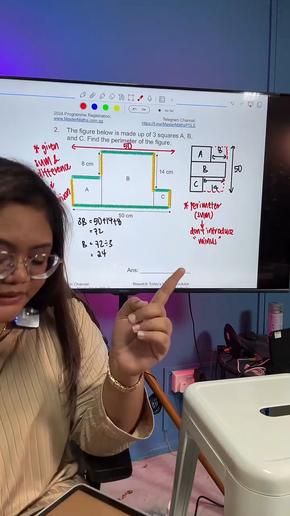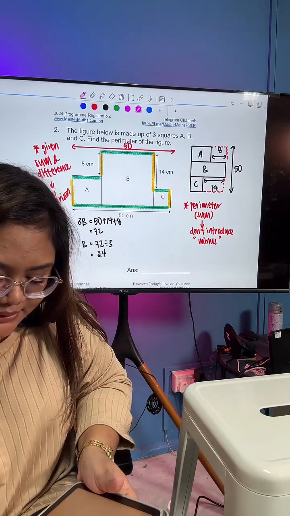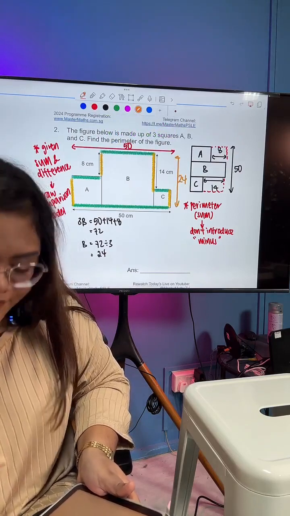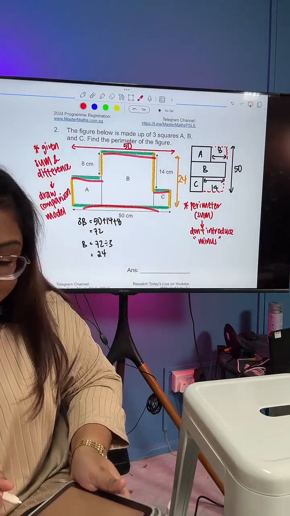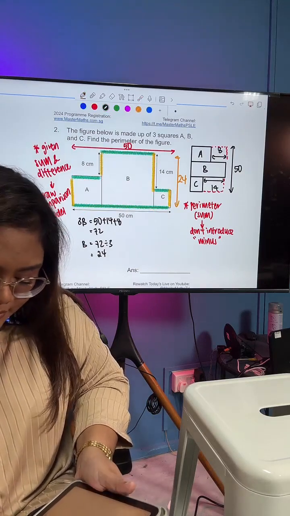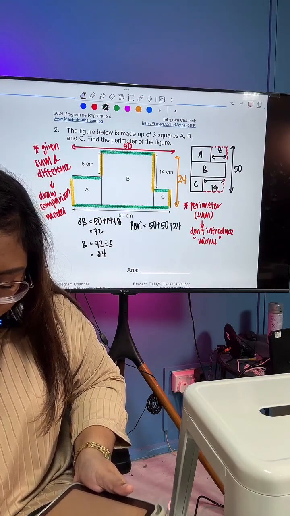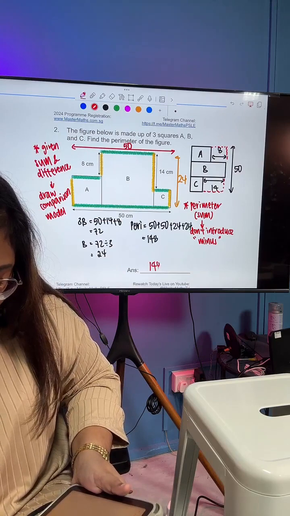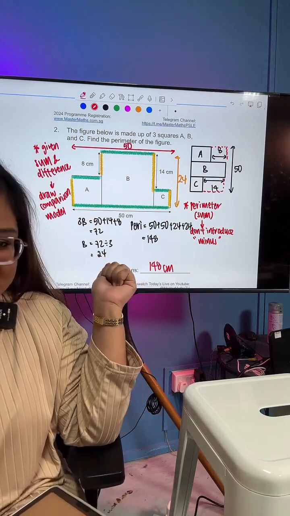Why do I want to find 3B? Because I want one of the B's. Because at this side here is my B, which is 24. So the perimeter will be all the green color, 50s times 2, all the orange color, 24 and 24. So my perimeter will be 50 plus 50 plus 24 plus 24. That will give me 148. Okay, that's all. My final answer, 148 cm. This is P6 material, yes.